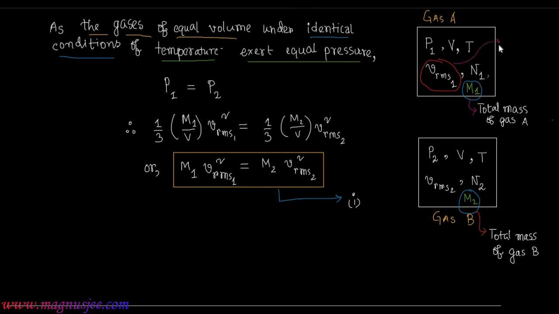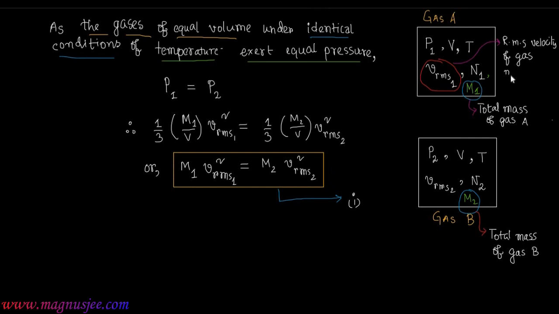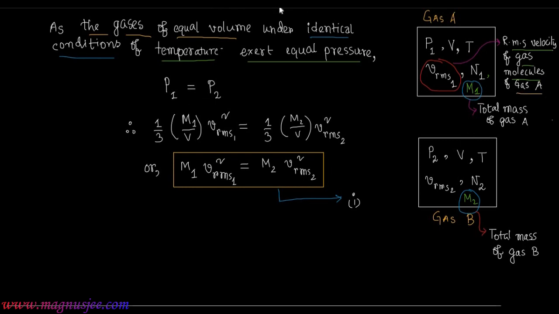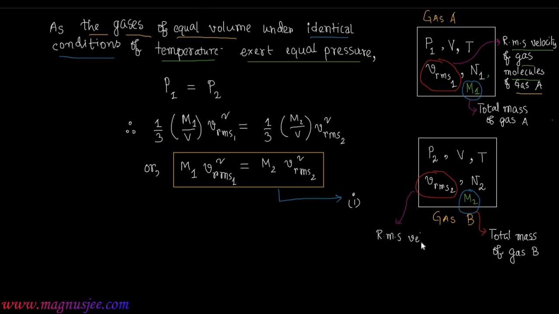Vrms1 is the RMS velocity of gas molecules of gas A. And in the second diagram, Vrms2 is the RMS, root mean square, velocity of gas molecules of the second gas B.